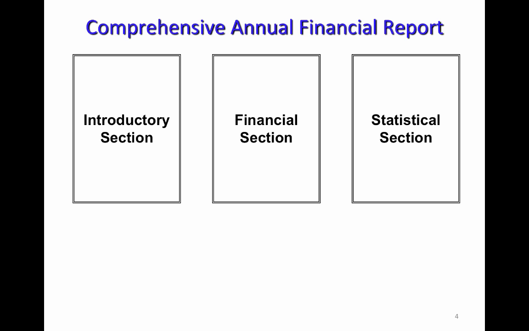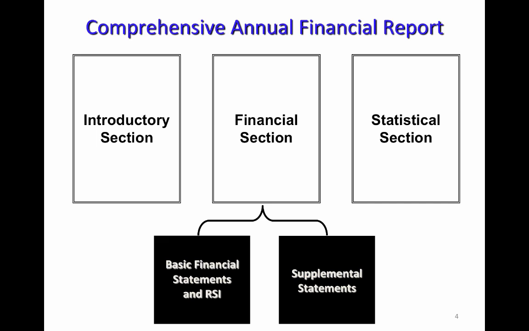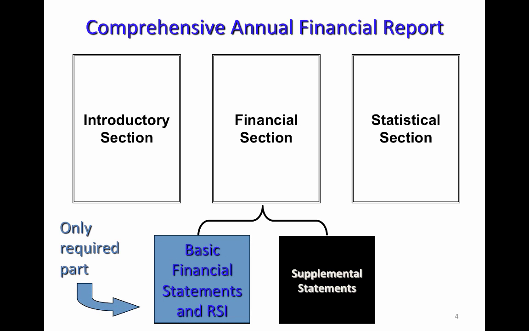fact, do a CAFR. They are required, and I'll show you in a second, to do basic financial statements, notes, and RSI, but there are about 5,000 or so governments that present this more comprehensive document that includes 3 sections: an introductory section, a financial section, and a statistical section. Within the financial section, there are the basic financial statements, notes, and RSI, and then supplemental statements and schedules that follow the RSI. It's this basic financial statements, including the notes, and the RSI that is the basic required part under the governmental accounting standards.